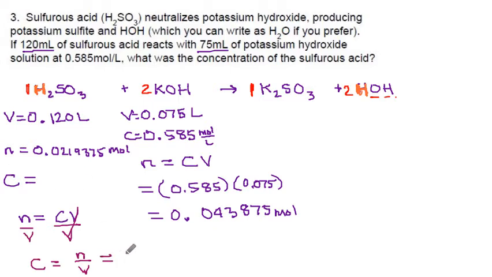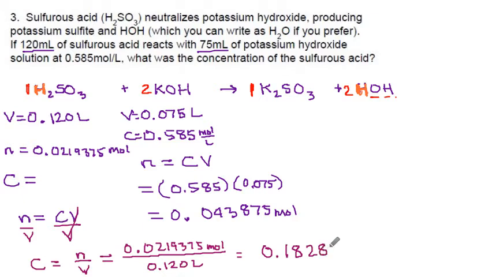For the H2SO3, that's 0.0219375 moles divided by, it's in a volume of 0.120 liters. And when you divide that out, you get a concentration of 0.1828. What do we have for digits here? I guess technically this should only have 2 digits in the answer, 0.18. And its concentration, so the units are moles per liter.